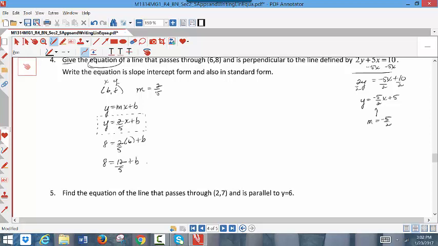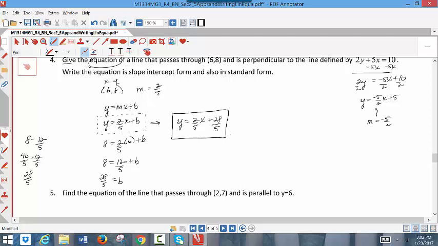I've got to subtract fifths, 12/5. In other words, 8 minus 12/5 equals b. What in the world is 8 minus 12/5? Okay, this would be 40/5 minus 12/5. So this would be 28/5. So 28/5 equals b. So up here now the answer is y equals 2/5 x plus 28/5.